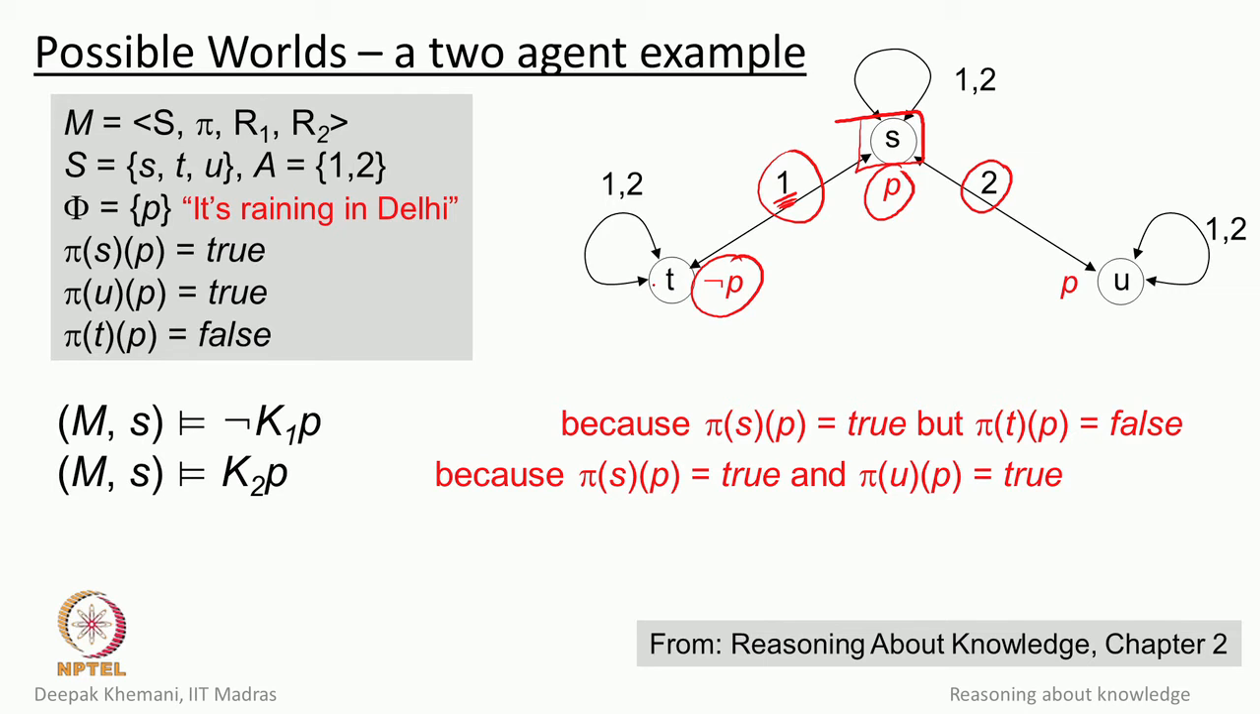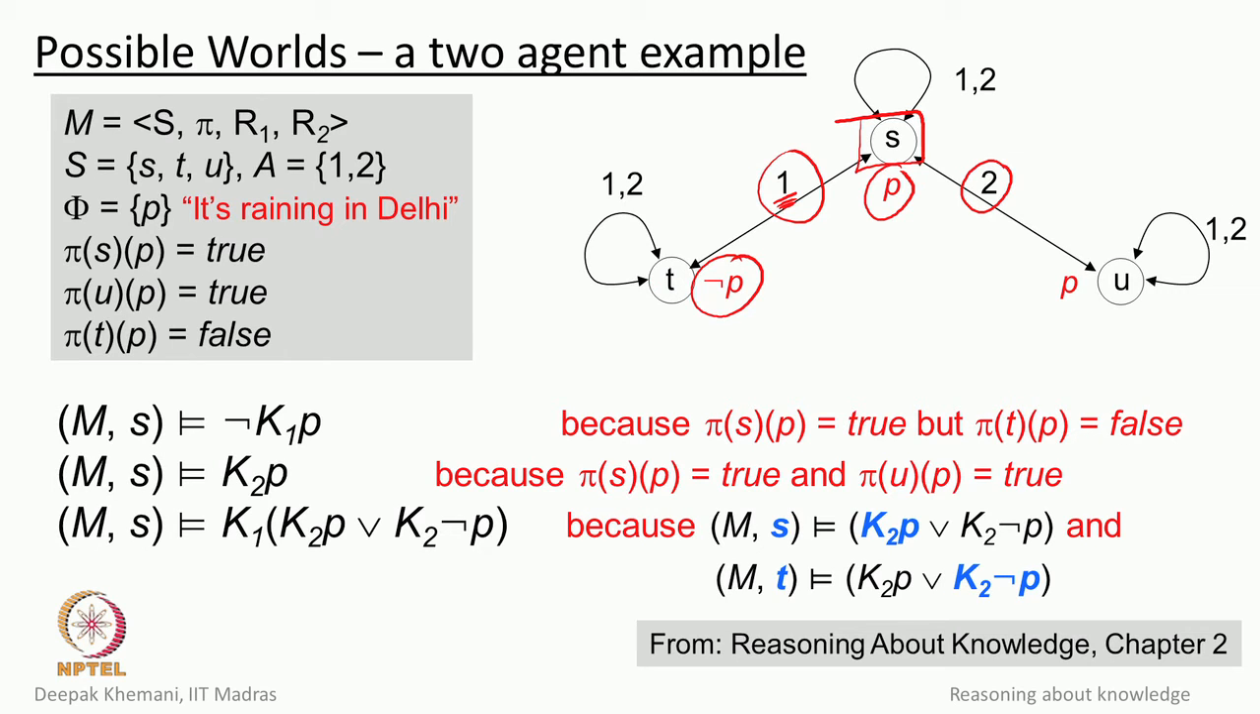But agent 2, as you can see in this example, can say that P is true, because in both the states that agent 2 cannot distinguish between, that is S and U, P is true. So, agent 2 knows P. The third formula says that agent 1 knows that agent 2 knows P, or agent 2 knows not P. In other words, agent 1 knows that agent 2 knows whether it is raining or not in Delhi.